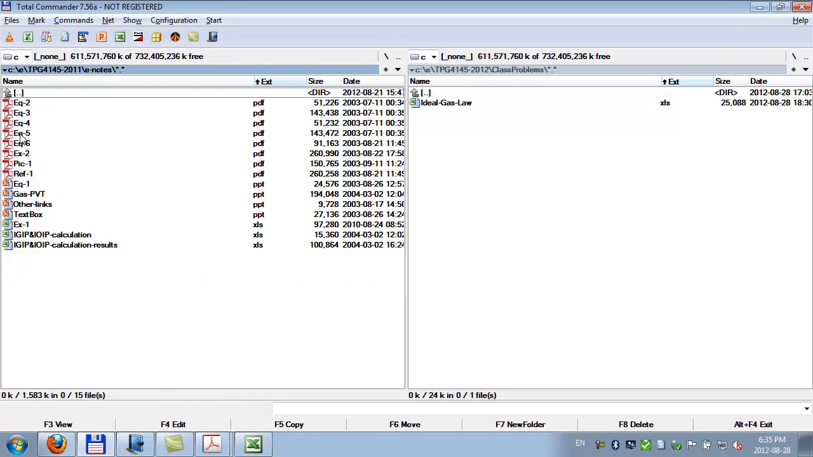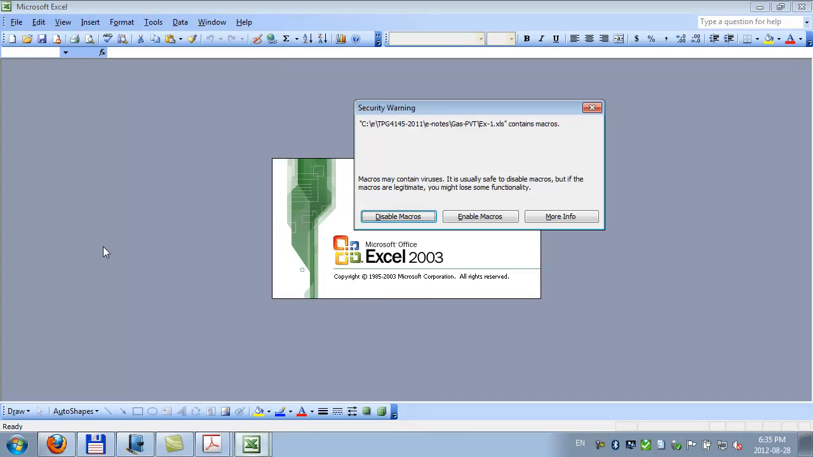Now there is an Excel sheet in the E-notes under gas PVT, and this Excel sheet is called EX-1, example 1. It should be changed, but it's an Excel sheet for calculating gas PVT properties. Okay, and it's got Visual Basic for solving that complicated equation describing the Standing gas chart. So we'll take a look at that and see if we get something similar. You have to enable the macros here.